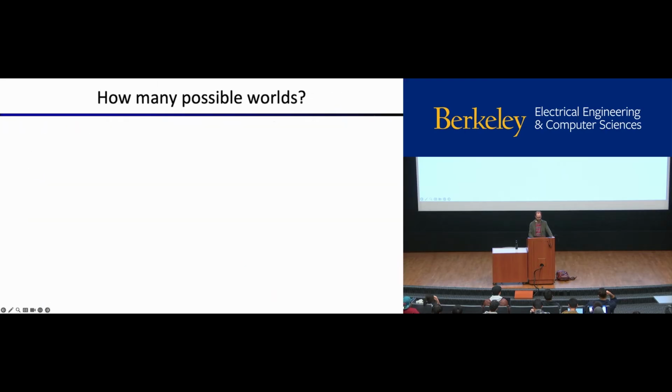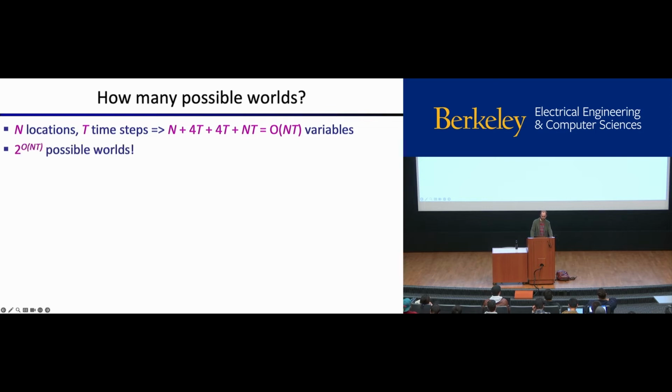So how many possible worlds are there? Well, n locations and t time steps, adding up everything from the previous slide. That's order nt variables. And that's 2 to the order nt possible worlds, because each variable can take the value of either true or false. Yikes. So if n is 200 different locations and 400 time steps, generously giving Pacman a chance to visit every location twice, that leads to about 10 to the 24,000 worlds.